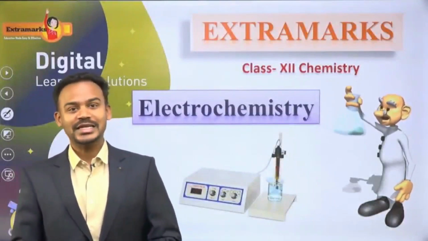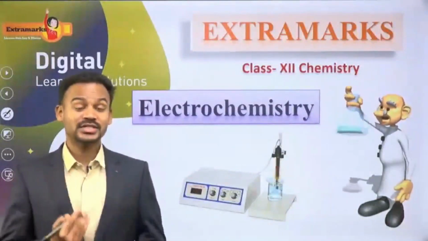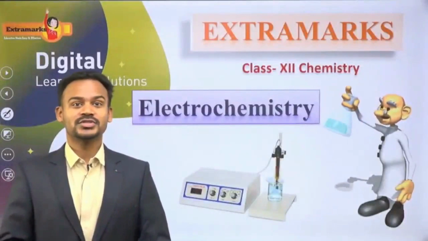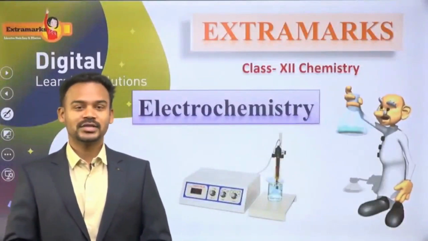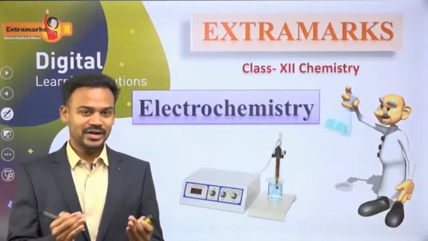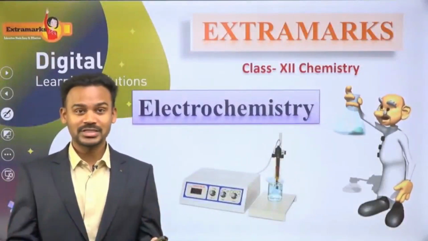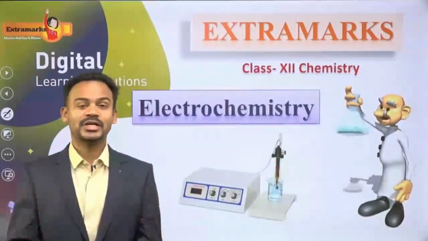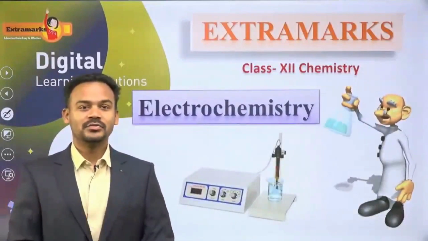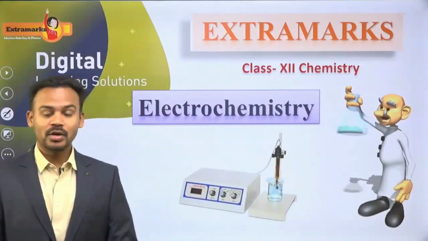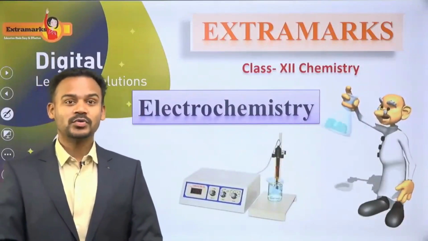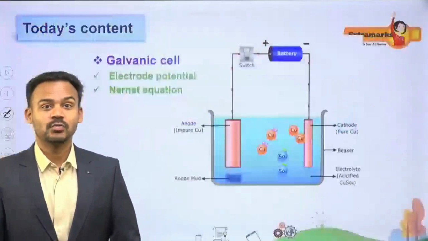How can we generate electricity? How are we getting electricity out of a redox reaction? How are we going to use a redox reaction to prepare a cell? Using a redox reaction, we are going to prepare an electrochemical cell, and from that electrochemical cell we are getting the electricity out. So let's see how we are going to make a voltaic cell and how it works.